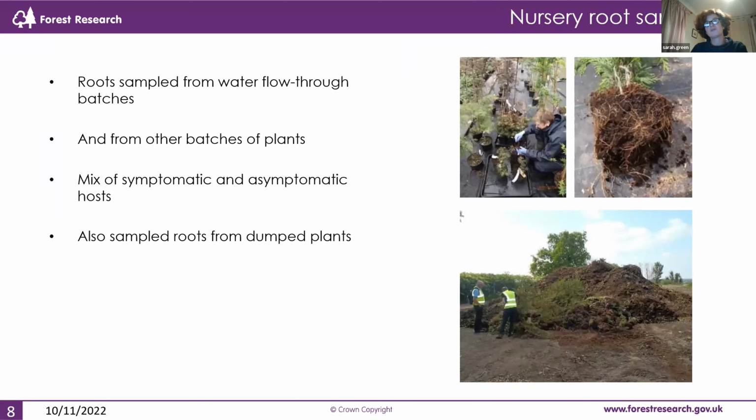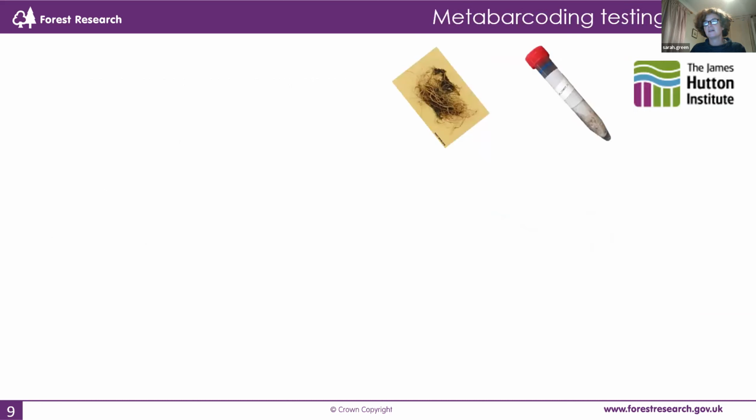And then we also sample roots from the water flow batches and from other batches of plants as we see fit. You know, there's a mix of symptomatic and asymptomatic hosts. And then as I talked about the problem with the plant dumps, we also sample roots from plant dumps as well. And then this is a slide which was provided by David Cook from the James Hutton Institute. David's been a close partner on all the projects that I'm talking about now, and developing the methodology.